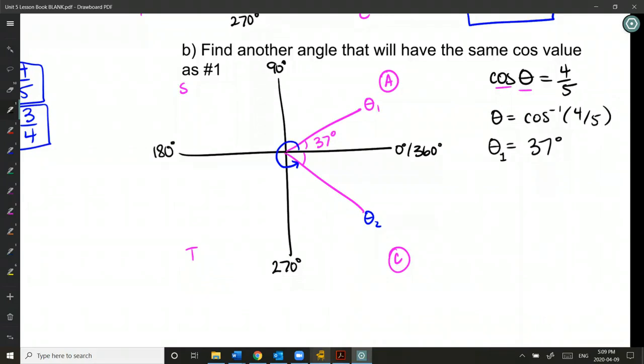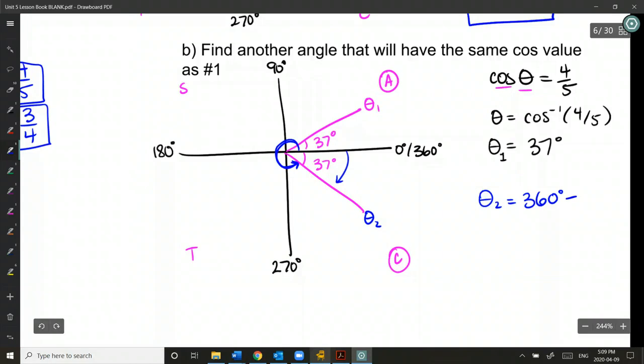Now theta 2 is going to have a reference angle of 37 degrees inside here, but I'm really looking for this exterior rotation, this blue rotation here. So I can find that by doing 360 minus this little 37 degree slice, and that will give me the remaining slice around here. So we should get 323 degrees.